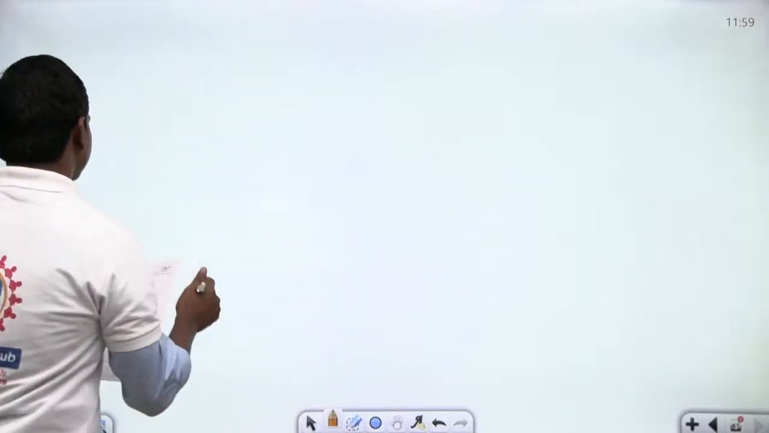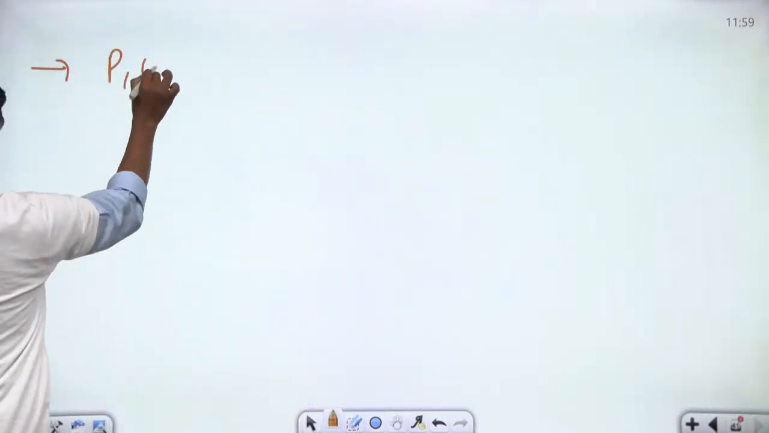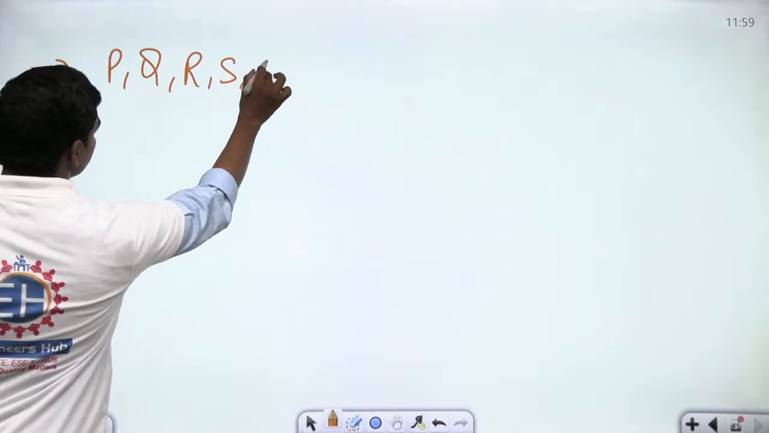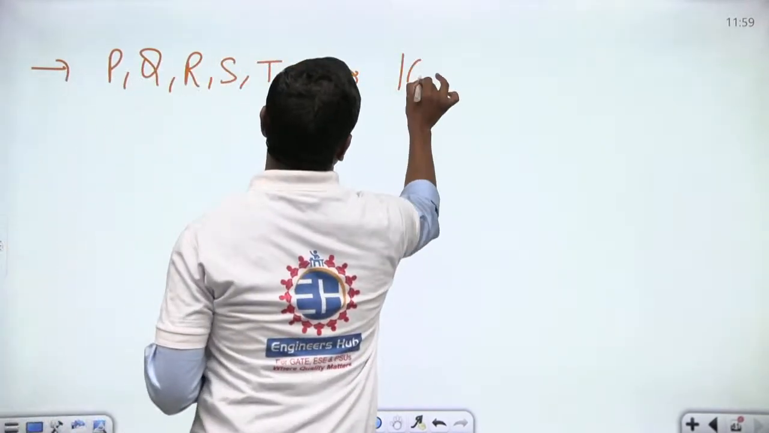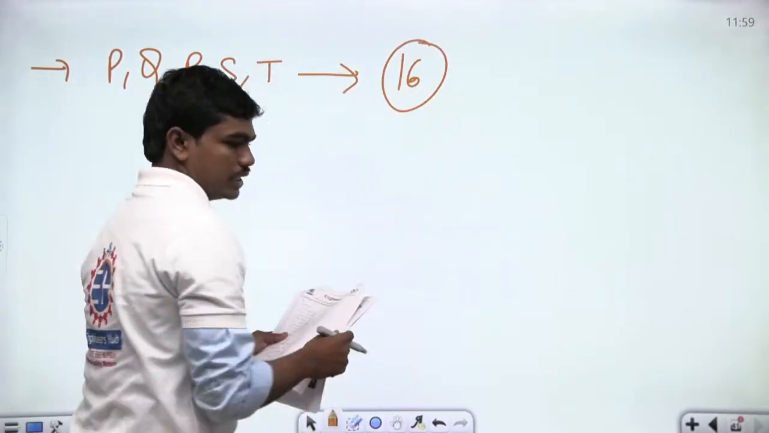There is one question also from seating arrangements, PQRST, and the answer for this, I'm not giving you the detailed solution again, is 16. Total number of possibilities are 16 in this case.